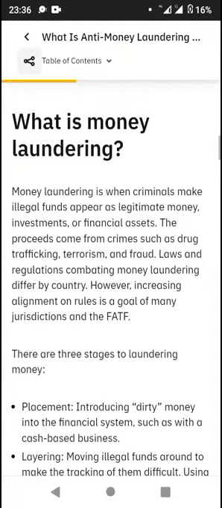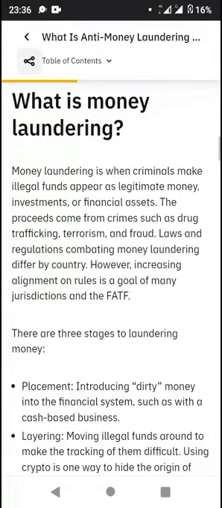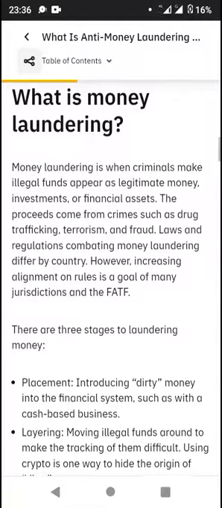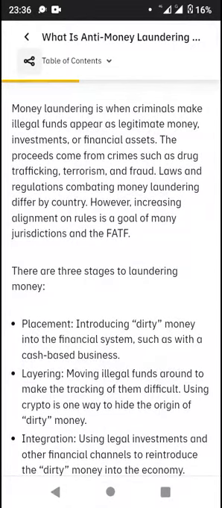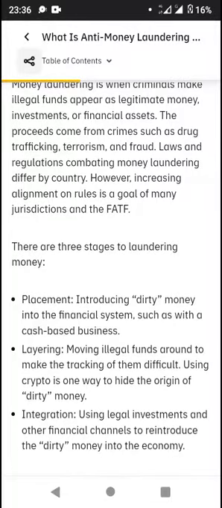So, what is money laundering? Money laundering is when criminals make illegal funds appear as legitimate money, through investment of financial assets. The proceeds come from crimes such as drug trafficking, terrorism, and fraud. Laws and regulations combating money laundering differ by country. However, increasing alignment on rules is a goal of many jurisdictions and the FATF.